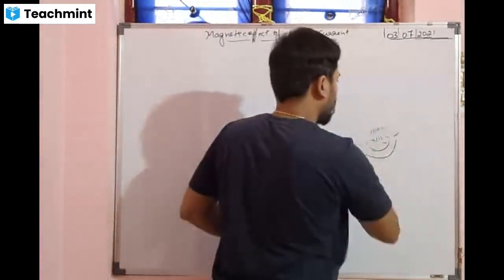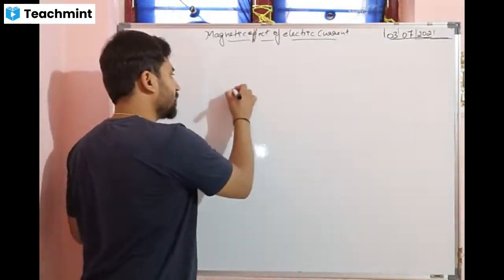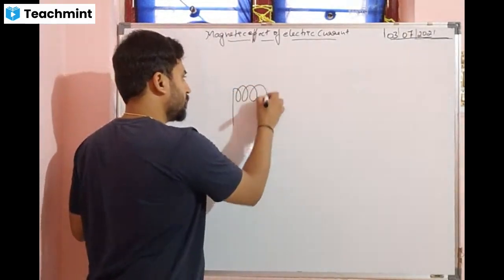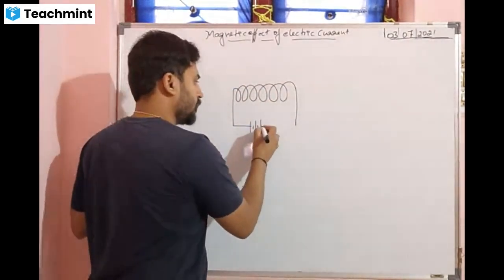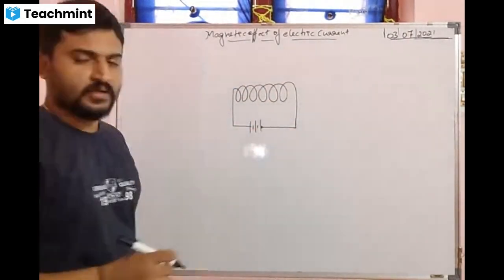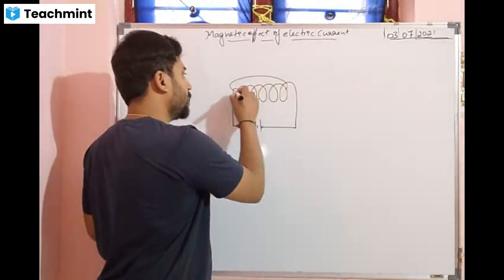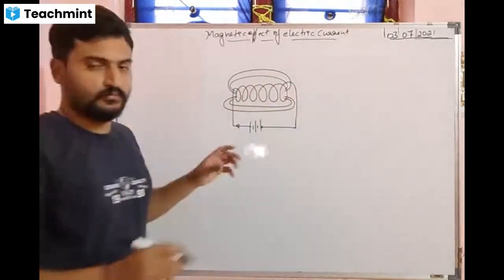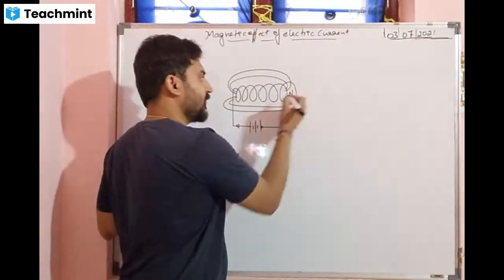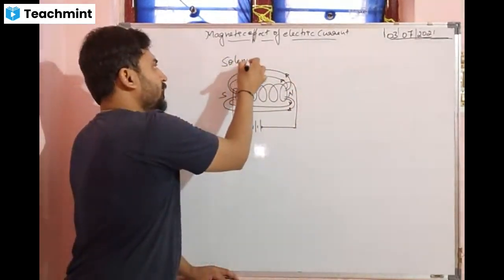Next, about the solenoid. If the number of turns increases, the magnetic field also increases. How does it increase? So here it is. When you connect the battery from this end, you will get the magnetic lines of force. When you connect, this side becomes north and this side becomes south.